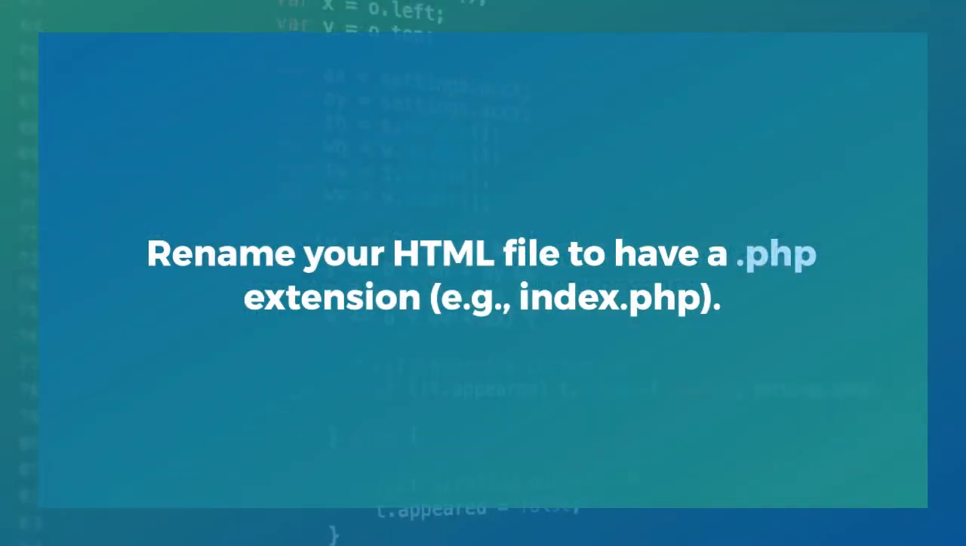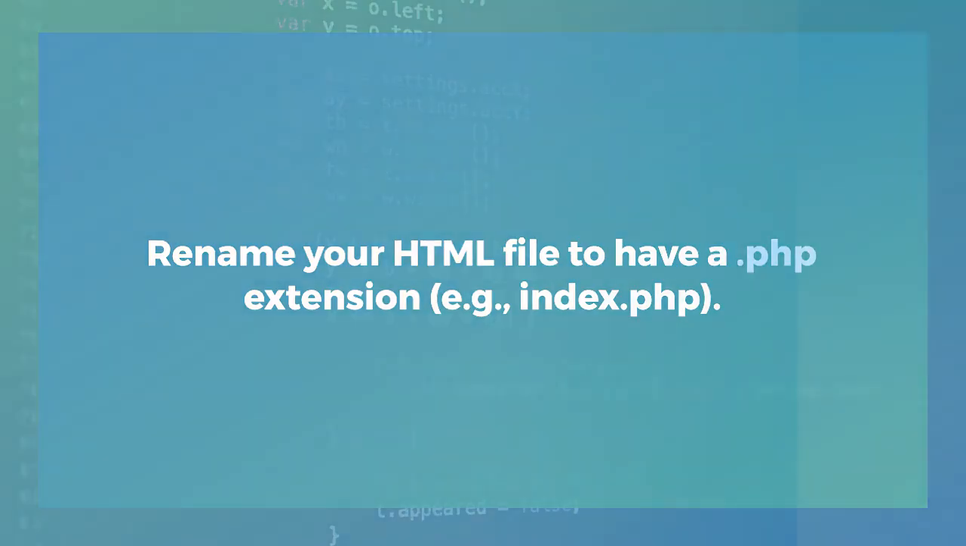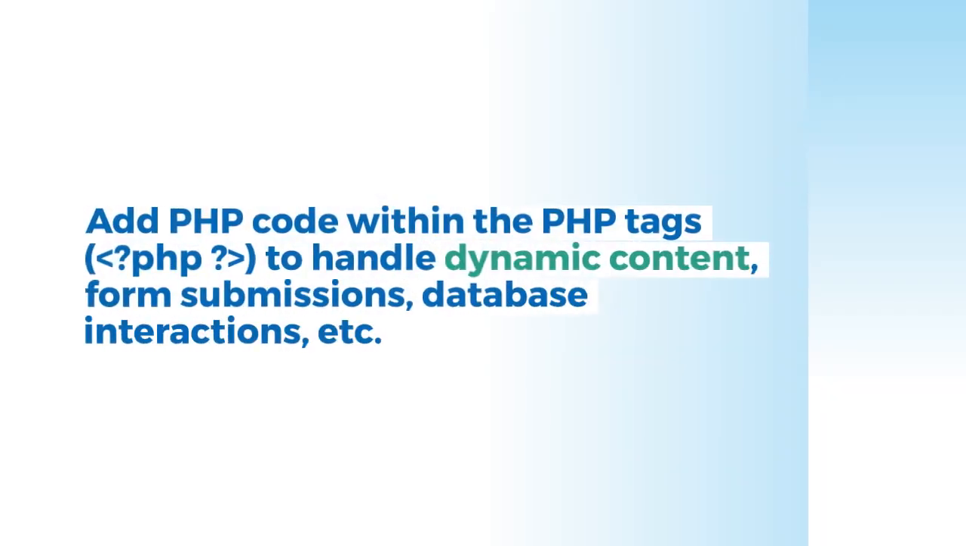Step 6. Add dynamic functionality using PHP. Rename your HTML file to have a PHP extension, e.g., index.php. Add PHP code within the PHP tags, <?php ?>, to handle dynamic content, form submissions, database interactions, etc.